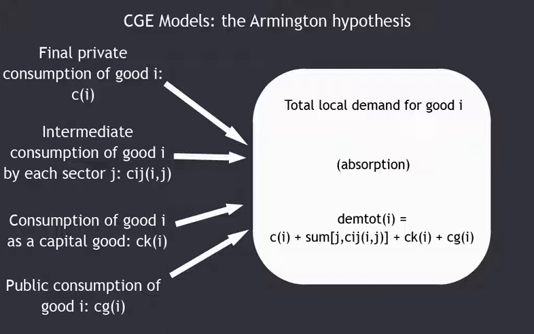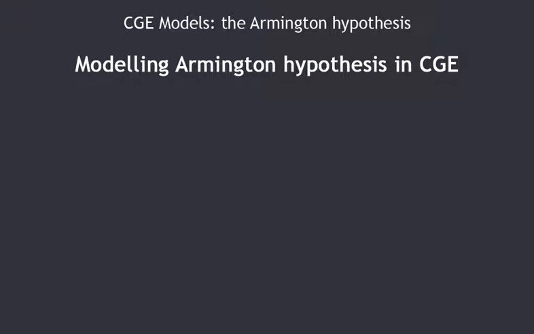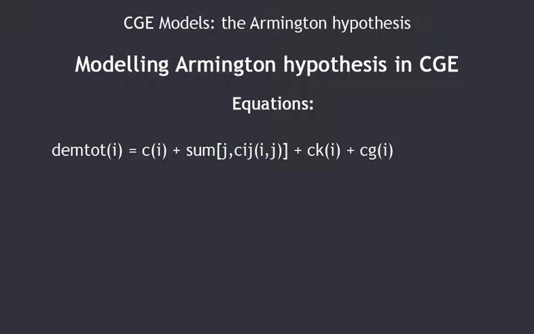In fact, this is actually the problem because we do not have empirical evidence of elasticity by type of agent. So there are four equations which describe the Armington hypothesis in a CGE model like this one. The first equation is the determination of total demand in volume. Total demand in volume is demand from households, private final consumption, plus intermediate consumption, plus consumption of goods for investment reasons, plus public consumption.